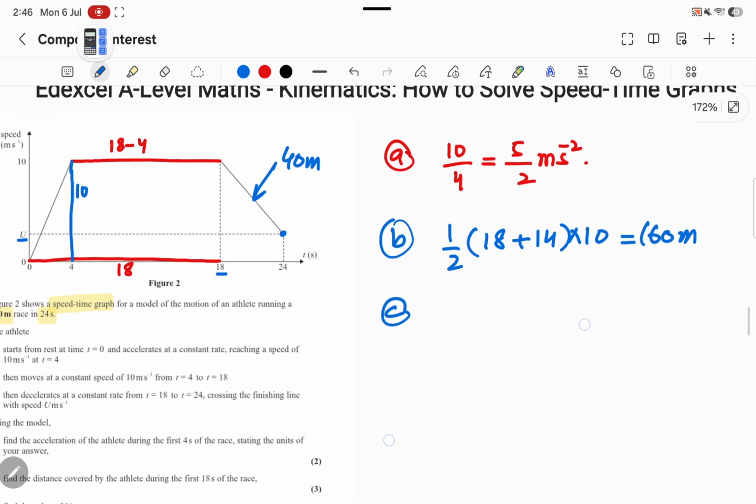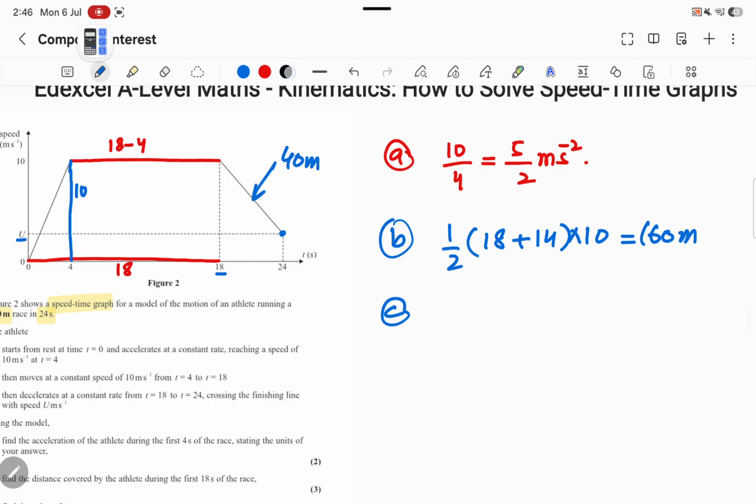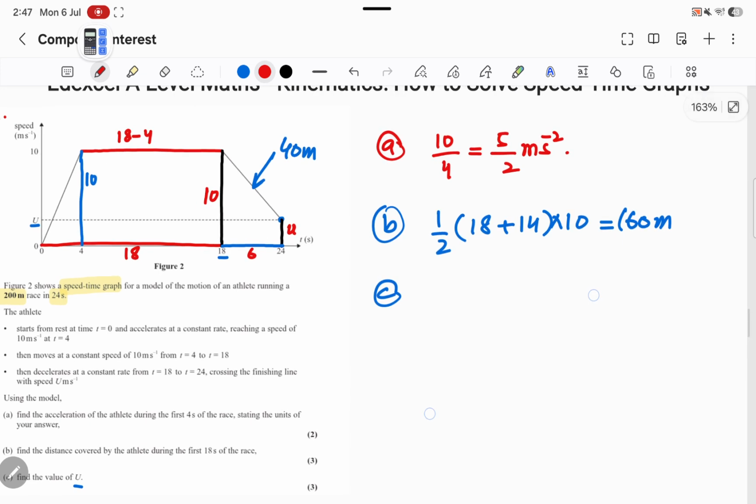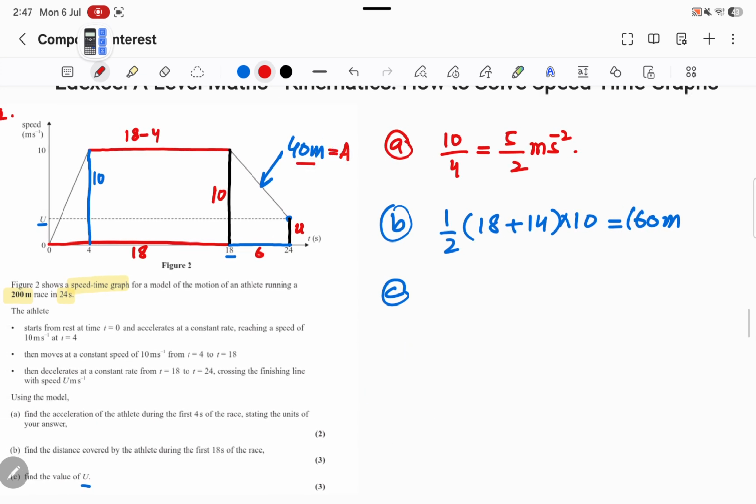Now let's figure out the area of this part. This is again a trapezium with these two parallel sides, and this one is the distance between the parallel sides. So this side has the length of 10, this side has the length of u, and 24 take away 18 is 6. So these are the lengths we need to find the area of this part, and this area is 40. The area would be half times the sum of the parallel sides again, so 10 plus u, times the distance between them, which is 6, and this area is 40.